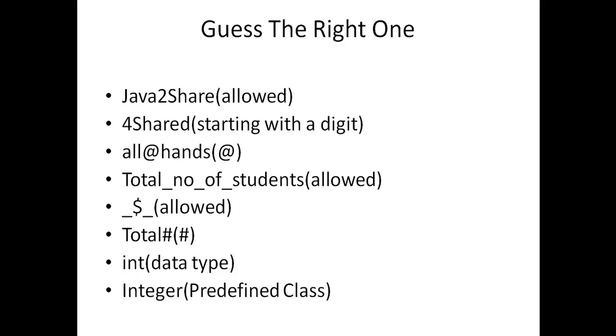int is a data type, so it is not allowed as an identifier, but Integer, because it's a predefined class, is allowed as an identifier name. So this is all about identifiers, the very first lesson about language fundamentals in core Java. Just remember these things.